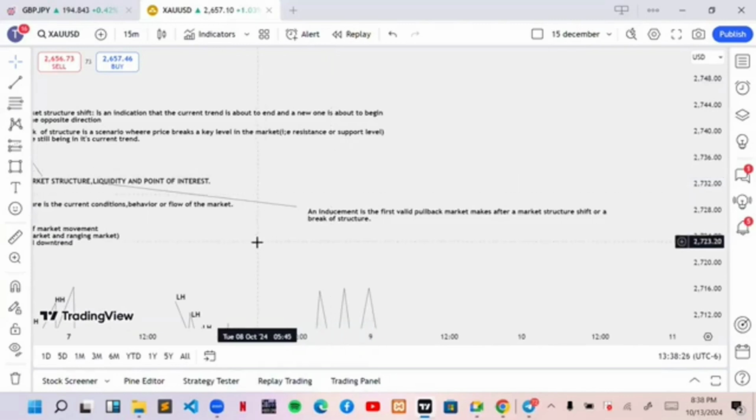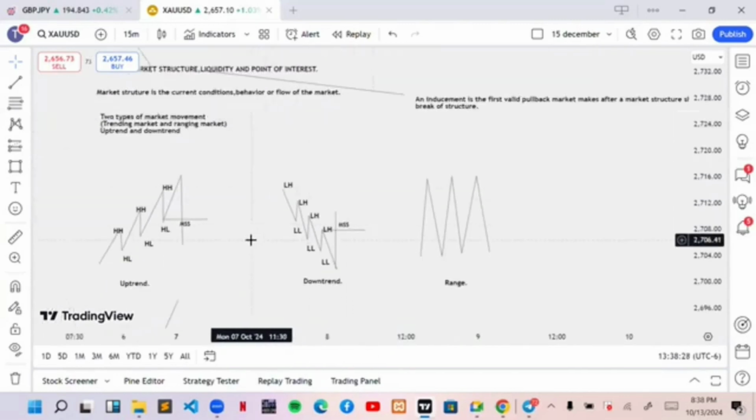Now, what do I mean by this? Once market has triggered a market structure shift or a break of structure, there's going to be a pullback close to where market either shifted structure from or broke structure from. So in this case, market was on an uptrend, making a series of higher highs and higher lows, and they now made a lower low. So this is where our market structure shift is.